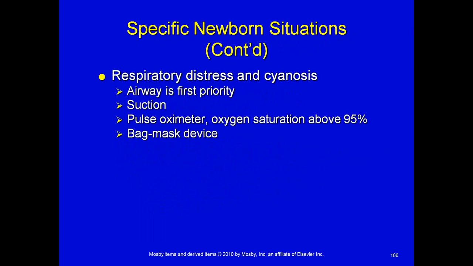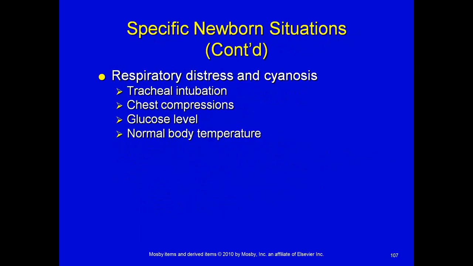With respiratory distress and cyanosis in the newborn, the airway is always the first priority. And remember, it takes hardly anything to obstruct it. So make certain that you position, you suction, you administer your bag mask device and ventilate at an adequate rate. You want to have a pulse oximetry on them. Keep their oxygen saturations above 95%. If you're not getting anywhere, you may need to intubate the trachea, begin chest compressions.